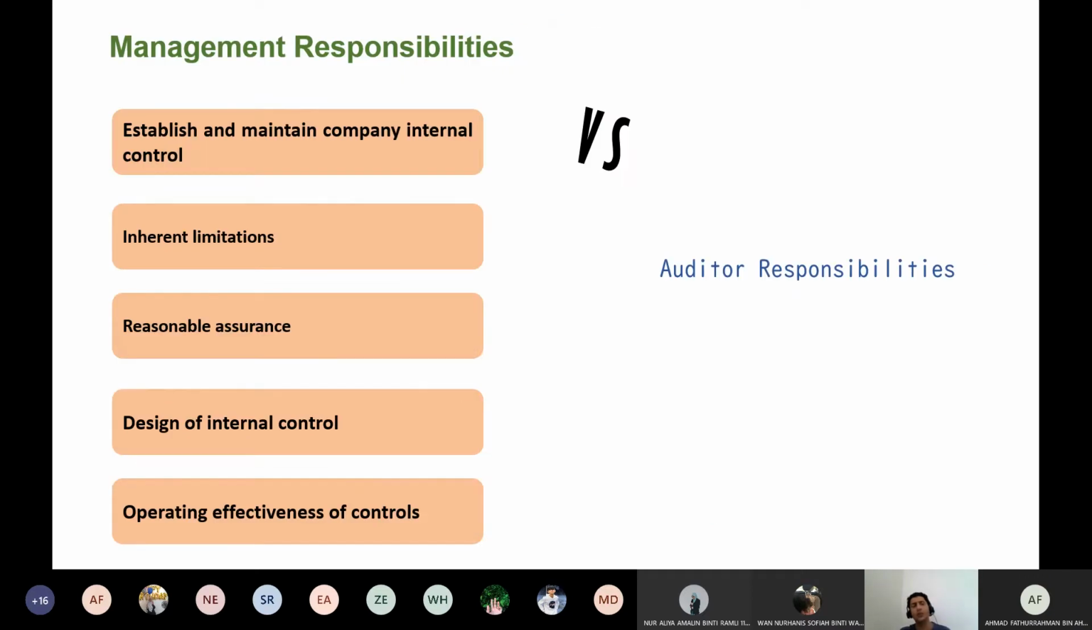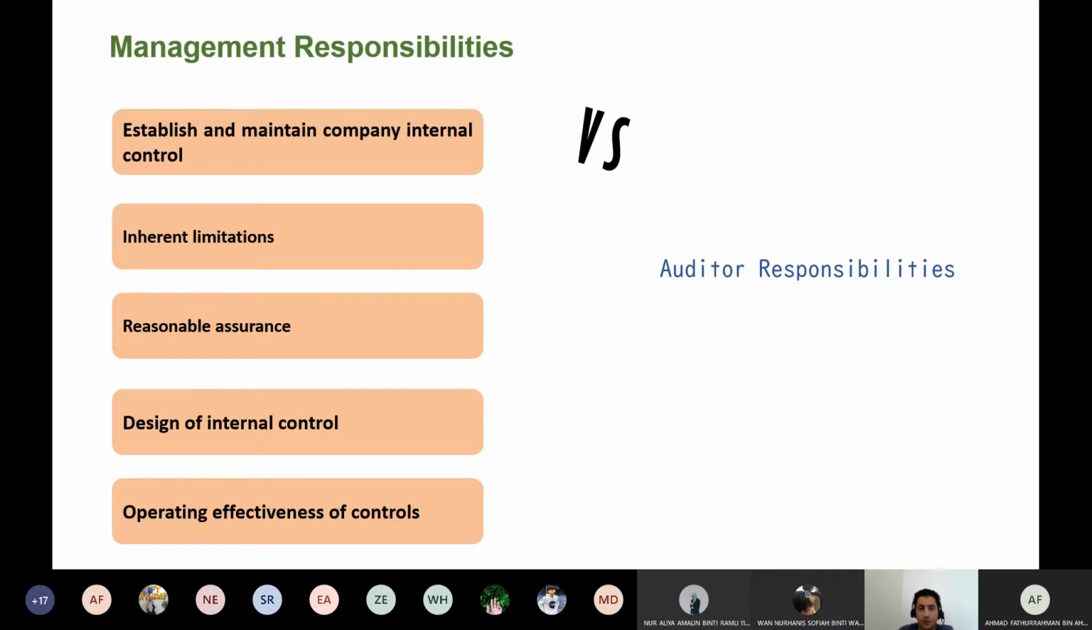Okay, so here we need to discuss the responsibility. Internal control involves responsibility for both the auditor and the management. We will discuss in detail because we are now standing in the shoes of the auditor. As an auditor, we have responsibility toward the internal control, and we also need to understand and differentiate between the management responsibility and the auditor responsibility with regard to internal control.